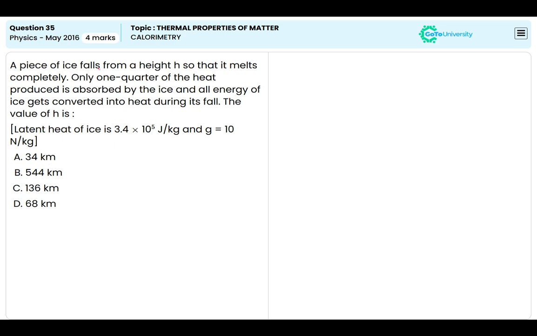A piece of ice falls from the height h so that it melts completely. Only 1/4 of the heat produced is absorbed by the ice, and all energy of the ice gets converted into heat during its fall. The value of h is, what is the height we need to find here?